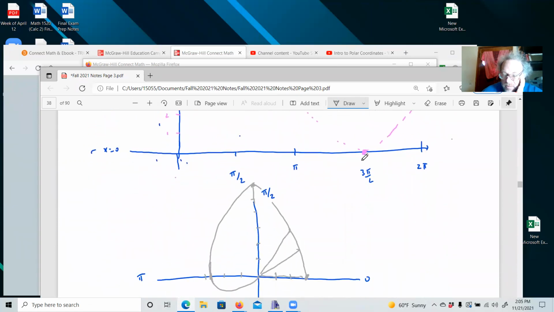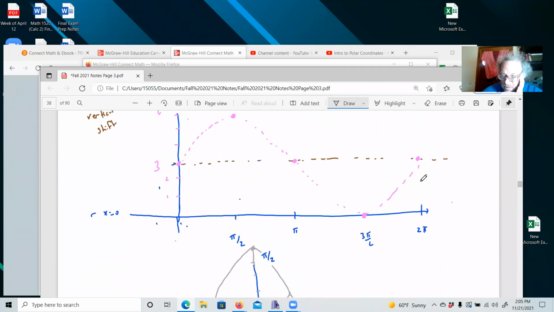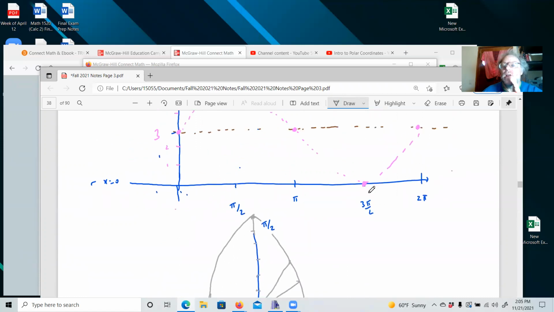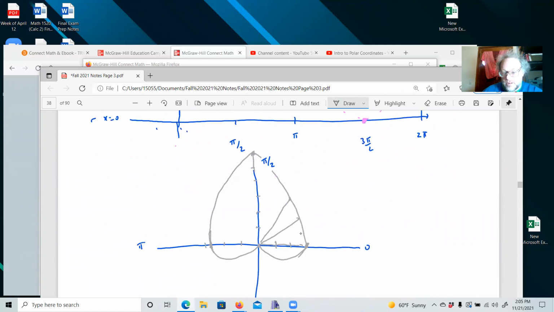Now, from 3 pi over 2 up to 2 pi, it goes from 0 back up to 3. That's going to meet back up here. But it doesn't just do it in a straight line. It's circling around with the angles here. So we get a shape like this. This is called a cardioid.